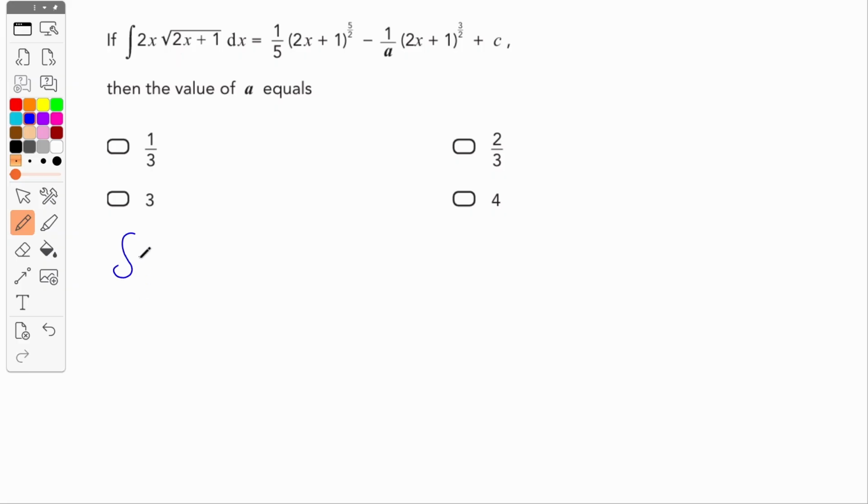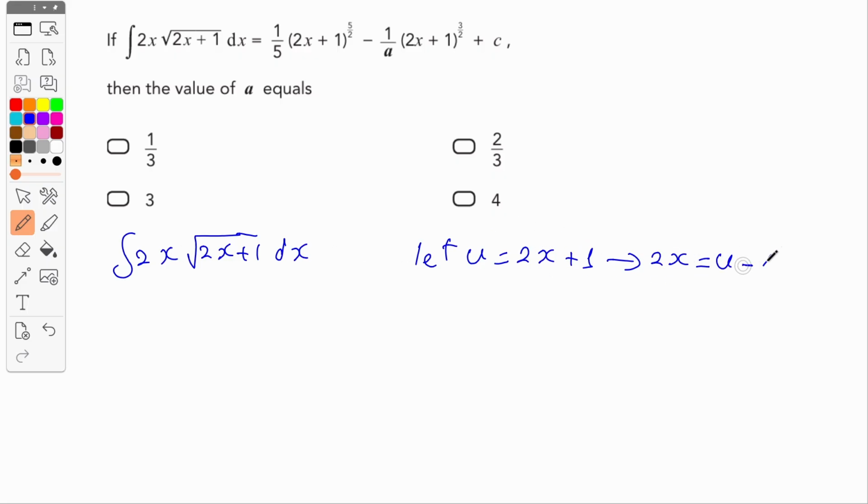The integral of 2x times the square root of 2x plus 1 dx. We should use the substitution rule. Let u equal 2x plus 1. This is u, 2x plus 1. And to plug in 2x, if we shift 1 to the other side, 2x is equal to u minus 1. About du, du/dx will be 2. The derivative of u in terms of x is just 2. Now we need dx.